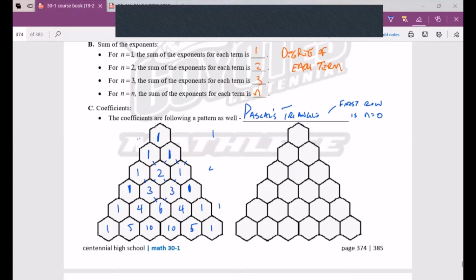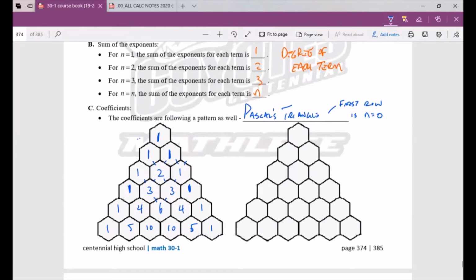But for now, we're going to think of this as row 0, and row 1, and row 2, row 3, row 4, row 5.